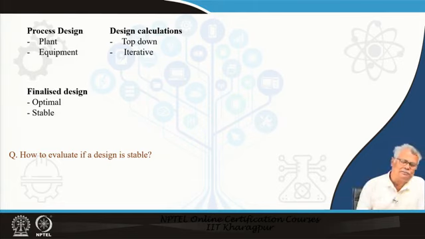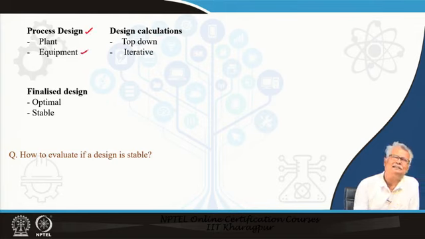The moment you talk about process design, possibly you are talking about a plant which will be built with several equipment and they will be connected. If you look at the design calculations, many of the design calculations are straightforward. For example, if an expression is given and the parameters which constitute the expression, its values are known as design inputs, you simply calculate and evaluate the expression and find out the output. So, that is a top down approach.